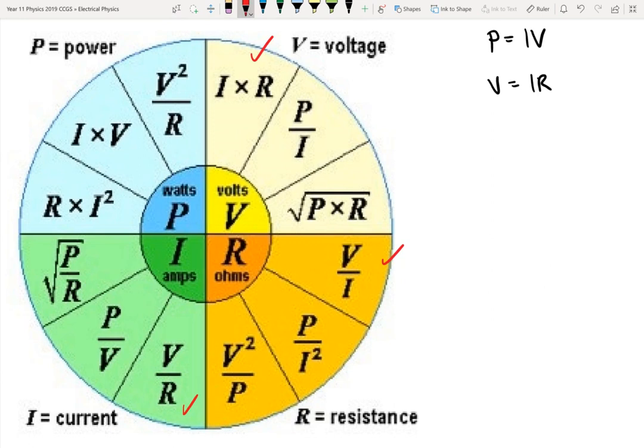If we look for the power equation, P equals IV, there it is. Then we've got rearranging, V equals P on I, there we go. Going around, I equals P on V, there it is.